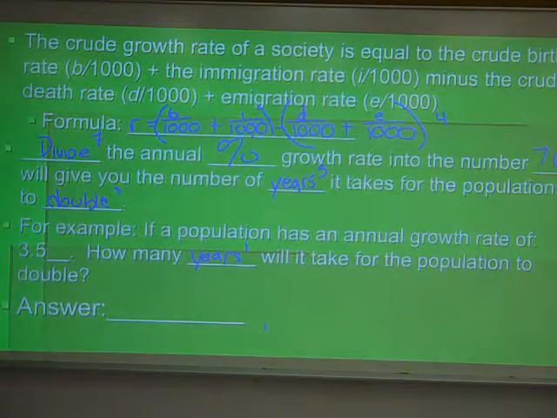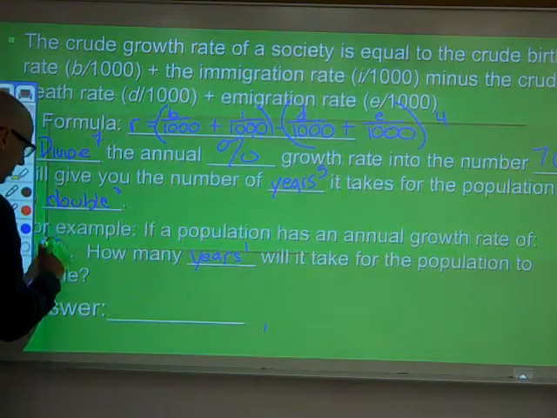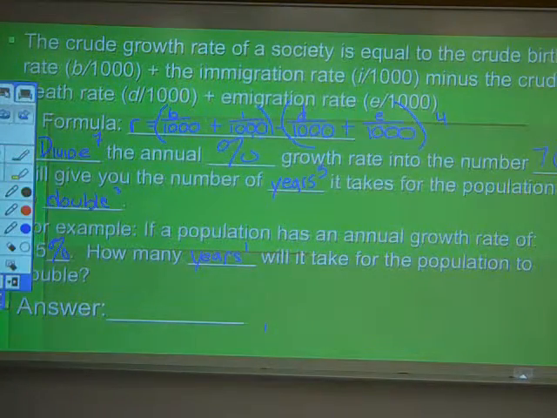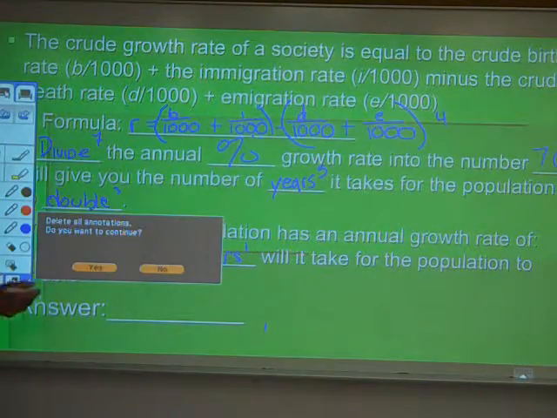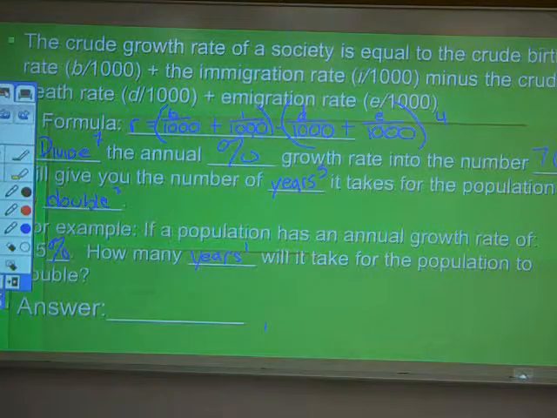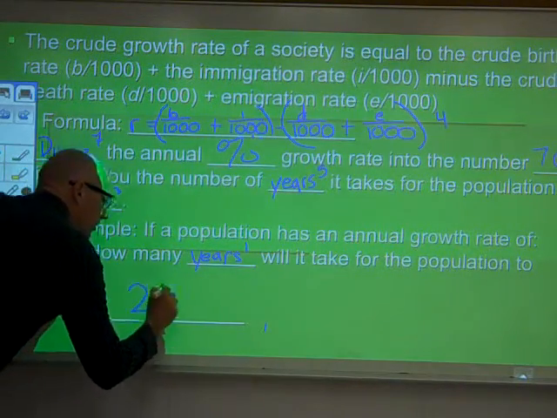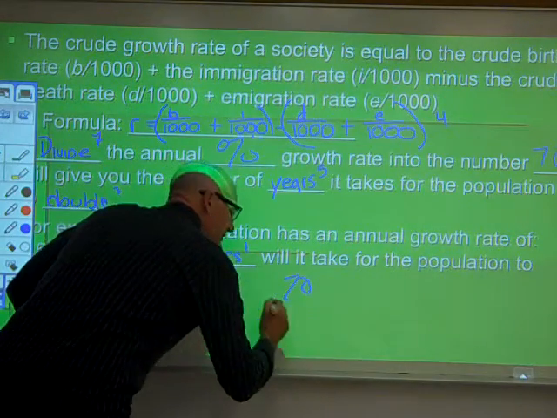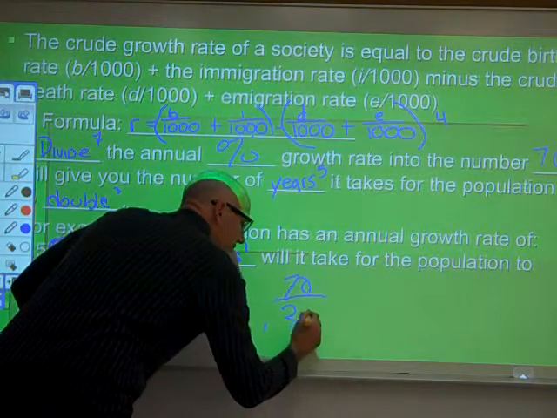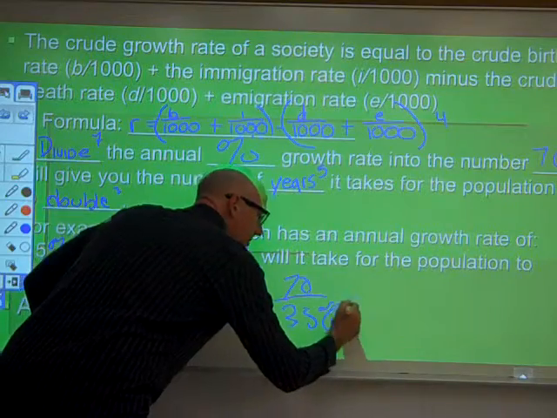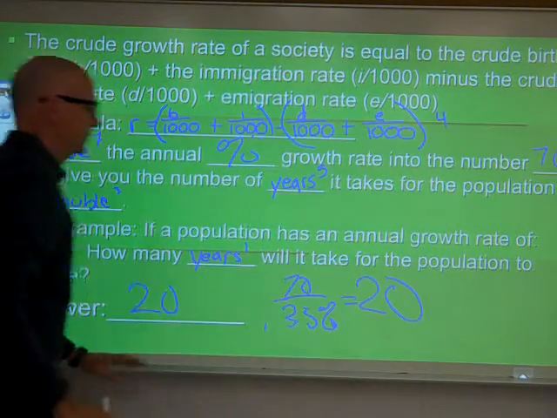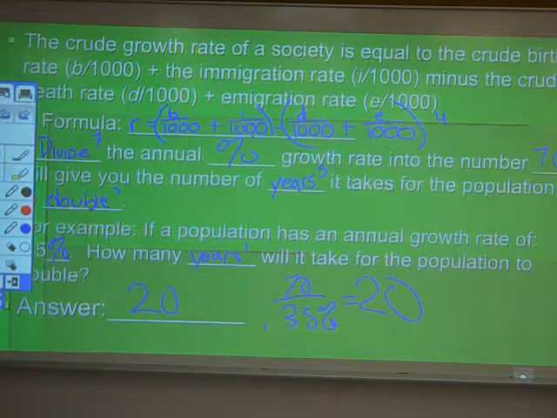In this case, so if we've got a population growth rate, for example, of 3.5%. How many years is it going to take for that population to double? Anybody guess? 20. Very good, 20 years. Rule of 70 divided by 3.5. Got to make sure that's a percent. That equals 20. 70 divided by 3.5 equals 20.